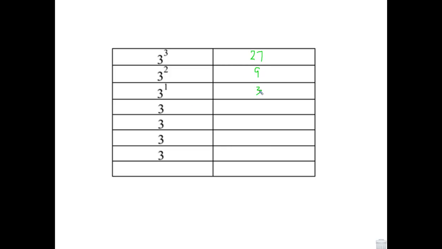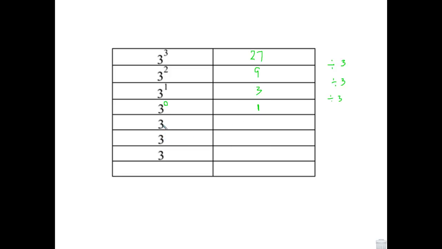So if we have a look at what's happening as we go down by 1 every time in the index, if we look from 27 to 9, then 9 to 3, and look for a pattern, we should see that every time we divide by 3, because 27 divided by 3 is 9 and 9 divided by 3 is 3. Now we want to keep going. So if we look at our pattern here, the next index should be 0, because 3, 2, 1, 0. And we keep dividing by 3. We get 3 divided by 3, which would give us 1. So 3 to the power of 0 is equal to 1.